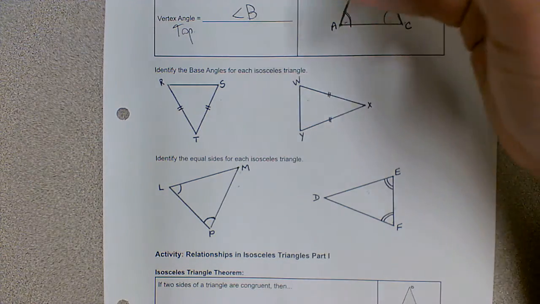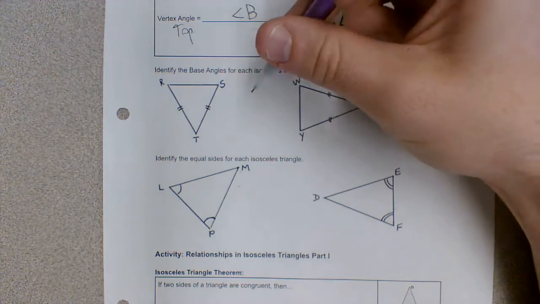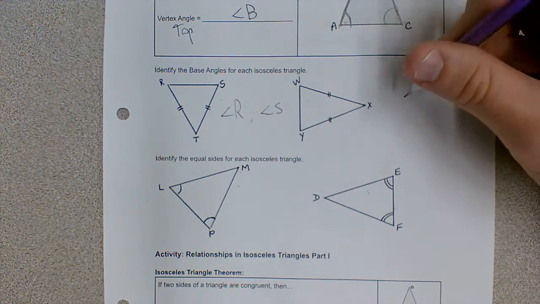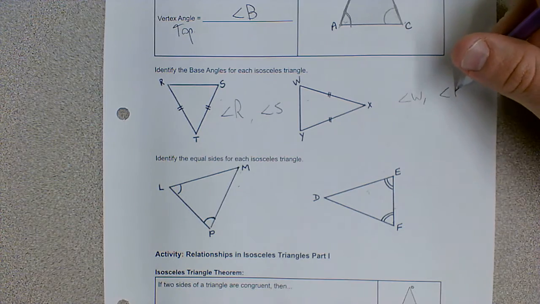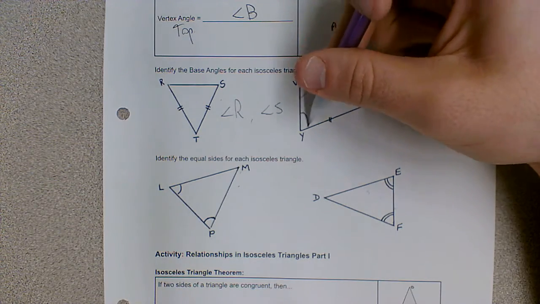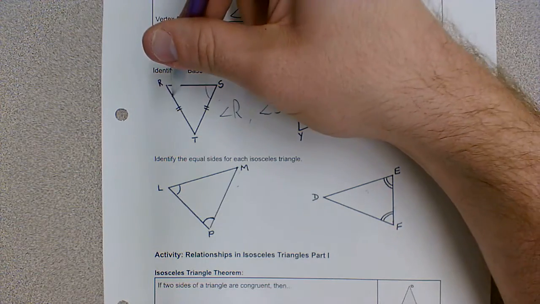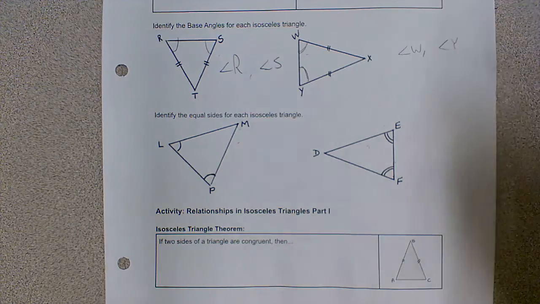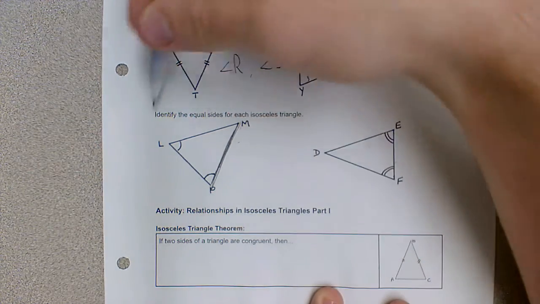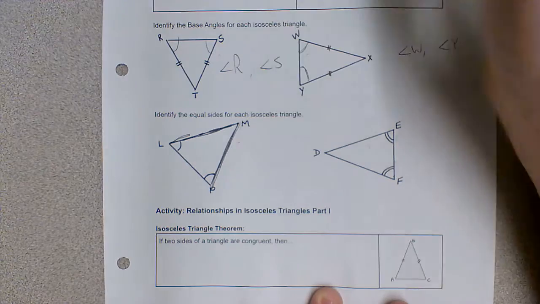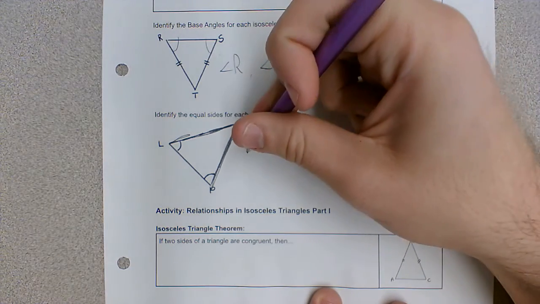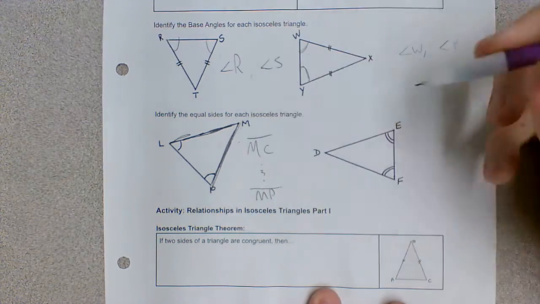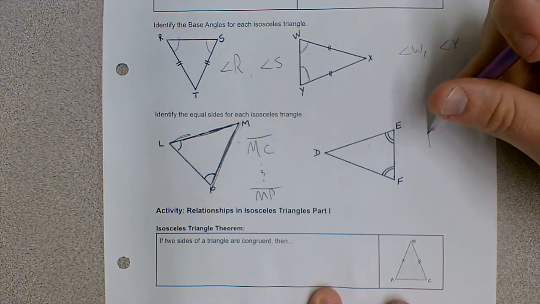So, my base angles for these two triangles are going to be angle R and angle S, and then angle W and angle Y. These are all my base angles because they're touching the bottom of my isosceles triangle. Okay, the equal sides. These are going to be my legs, and they climb up to the vertex at the very top. So it's going to be MC and MP. Here, it's going to be DF and DE.